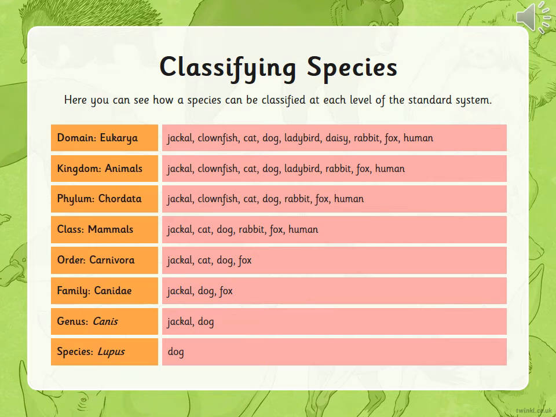Then we move on to the genus and we look at the Canis. This is the jackal and the dog. So a fox is not part of this genus. And finally, we can narrow it down to its species, and that's the lupus. This is a species of dog. So as you can see, going from the domain to the species, we have narrowed this group of animals down and classified them each to finally classify the species of dog.